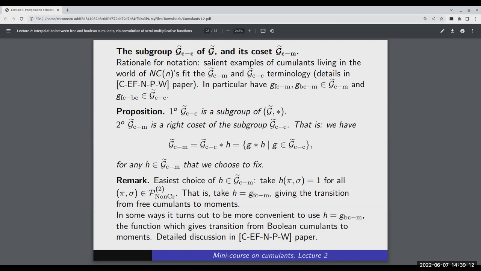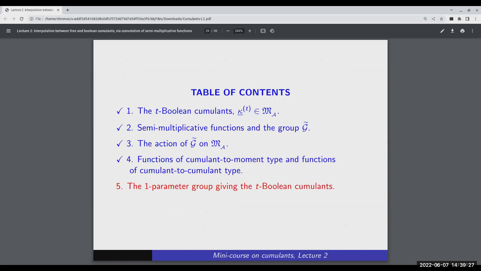And this is a long paper actually. I believe there is one of the sections of the paper which elaborates on that. Good, so now I'm done with section four.